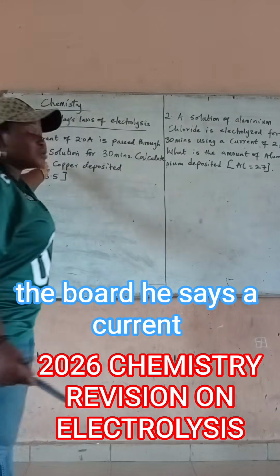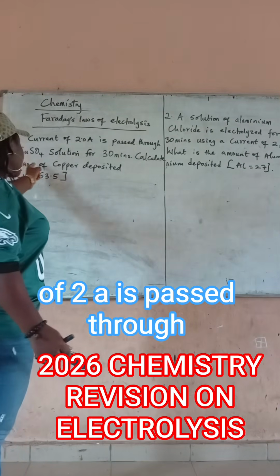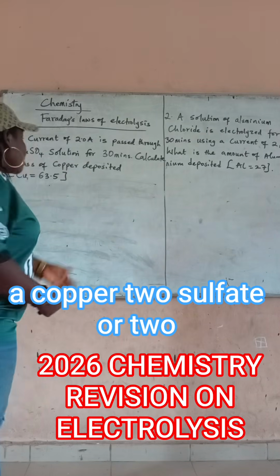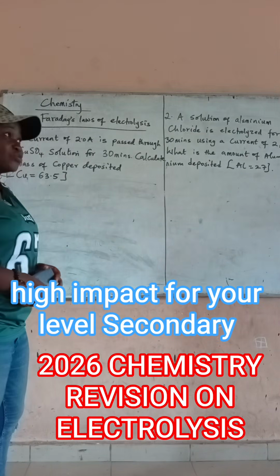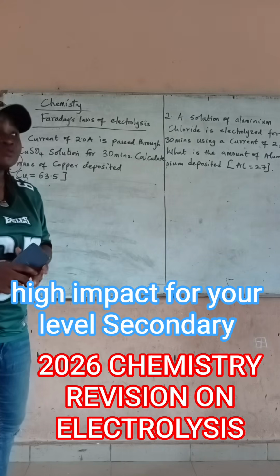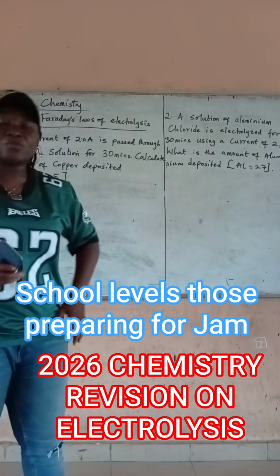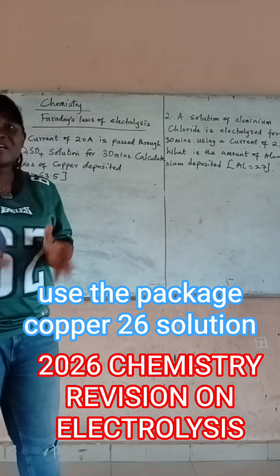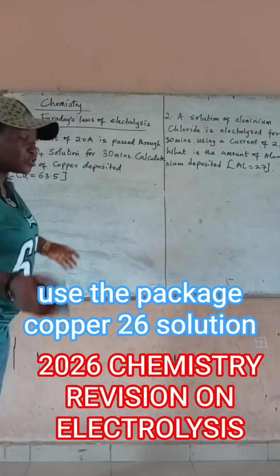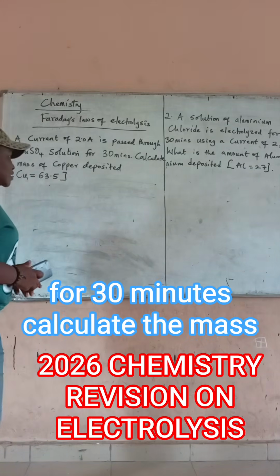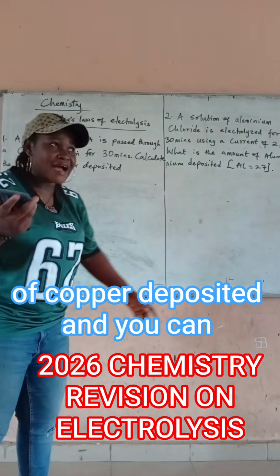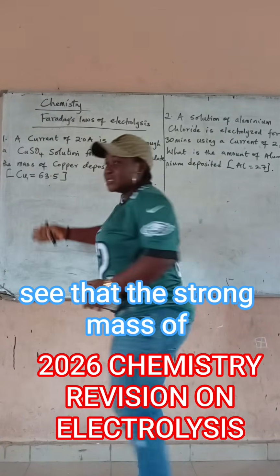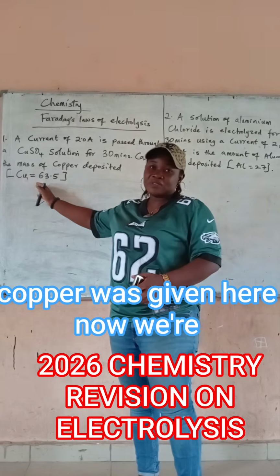It says a current of 2 ampere is passed through copper(II) sulfate, or copper(II) tetraoxosulfate(VI). Please, that is the IUPAC nomenclature. For your level, secondary school levels, those preparing for JAMB, please use the IUPAC nomenclature. Copper(II) tetraoxosulfate(VI) solution for 30 minutes. Calculate the mass of copper deposited, and you can see that the atomic mass of copper was given here.